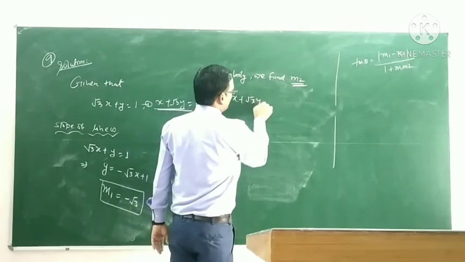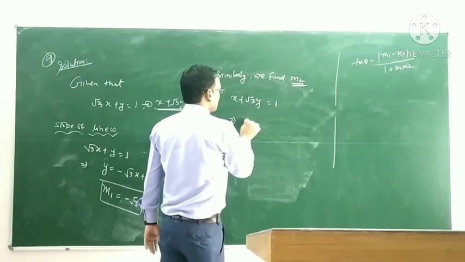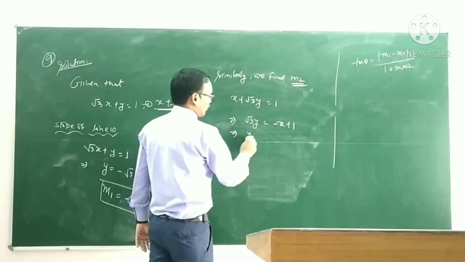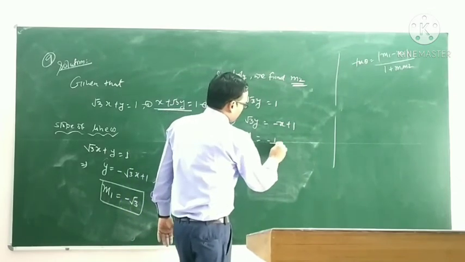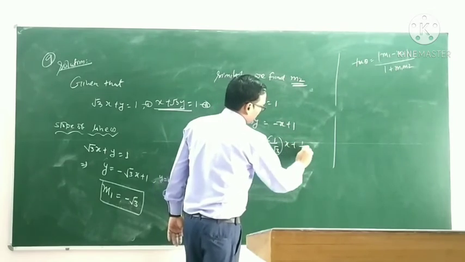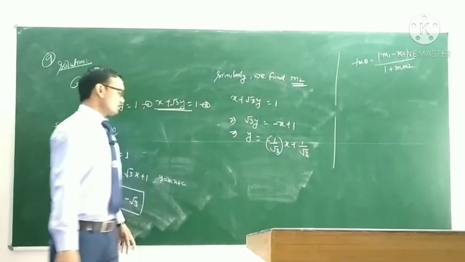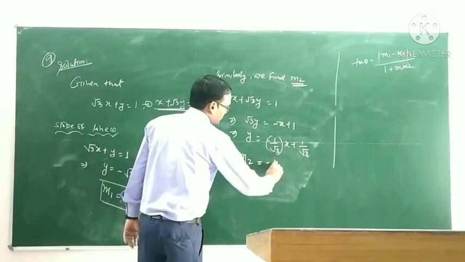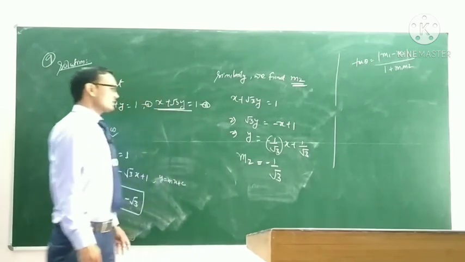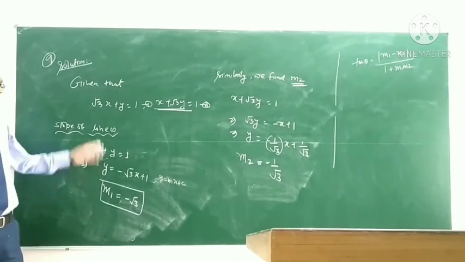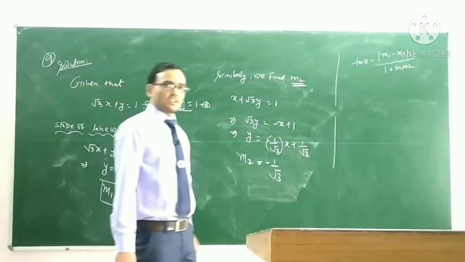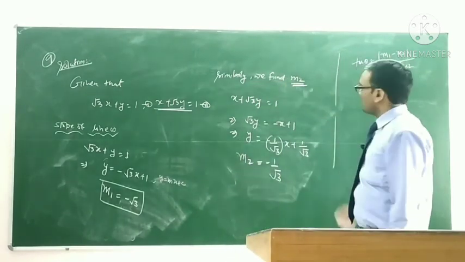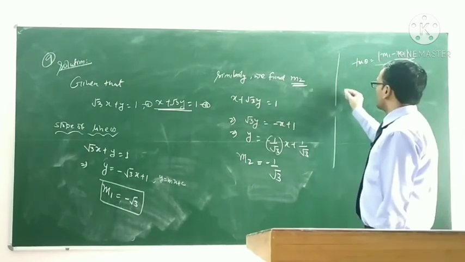m2 is the slope of line 2. x plus square root 3y is equal to 1. This implies that square root 3y is equal to minus x plus 1. This implies that y equals minus 1 upon square root 3 x plus 1 upon square root 3. We compare with y equal to mx plus c and find the slope of line 2, m2 equal to minus 1 by square root 3. Okay students, here the slope of the first line is minus square root 3 and the slope of the second line is minus 1 by square root 3. Using this formula we find the angle between the two lines.